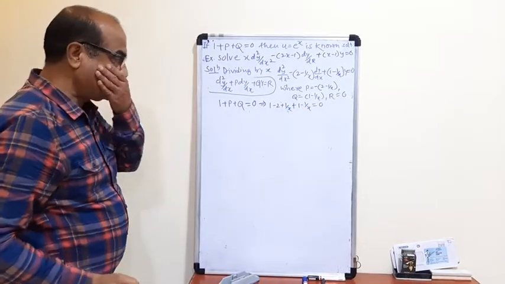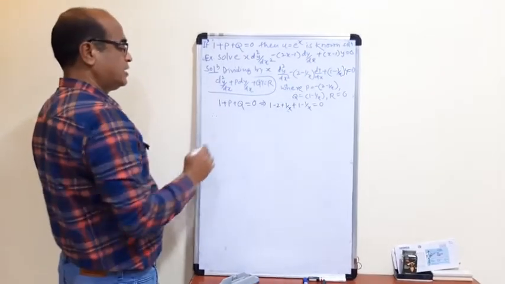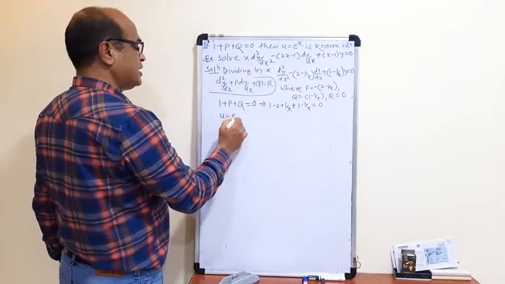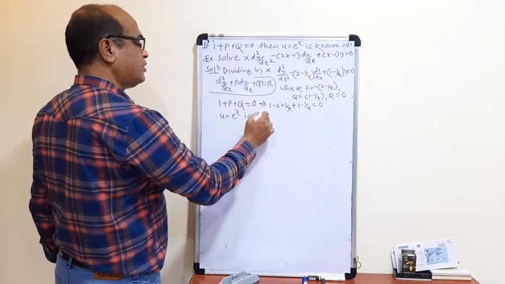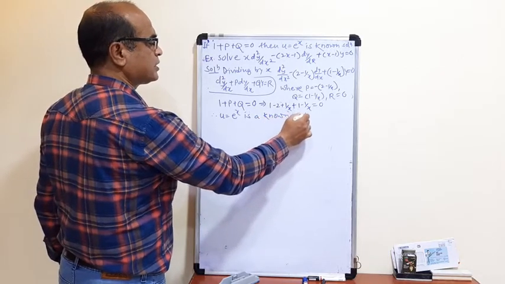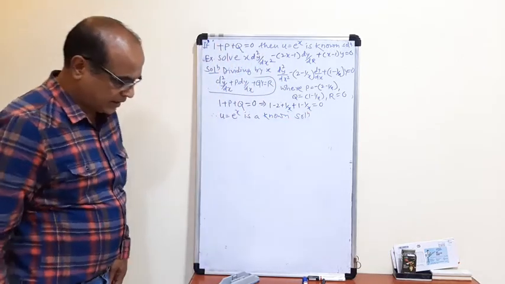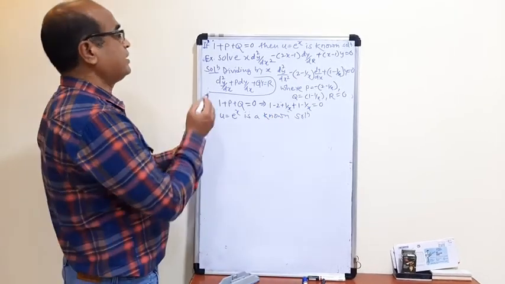This is 0. So therefore, by using this rule, u is equal to e raised to x is a known solution of the given differential equation. Okay, so then what is the next part?